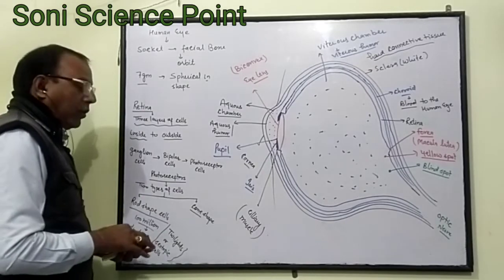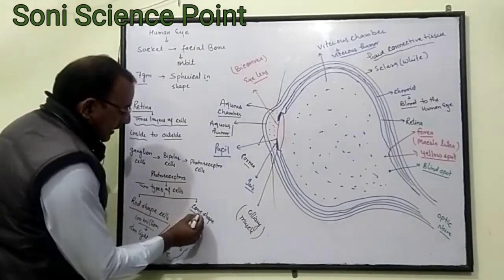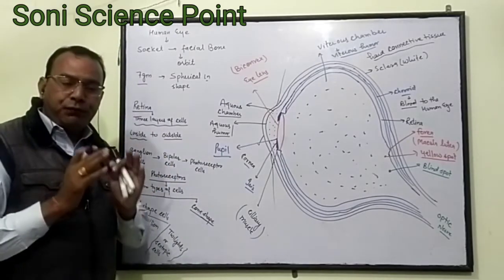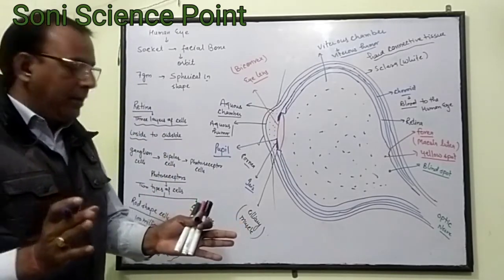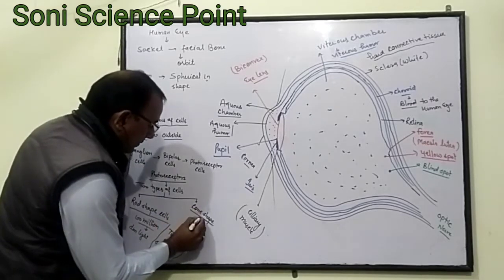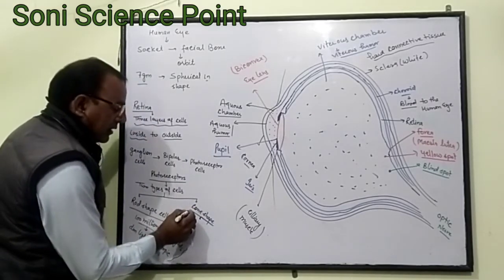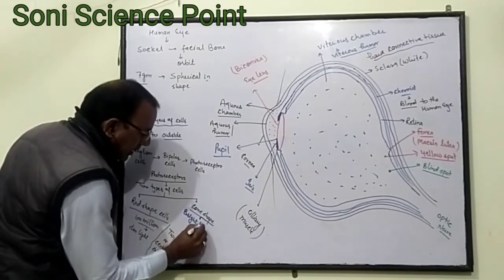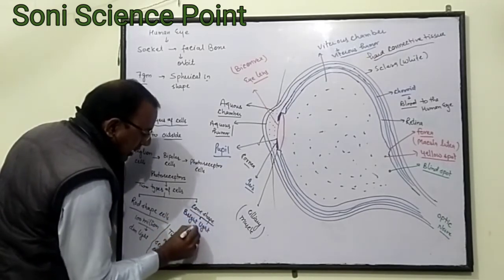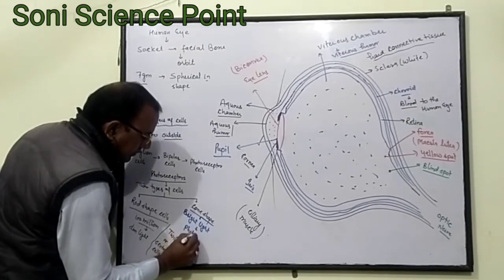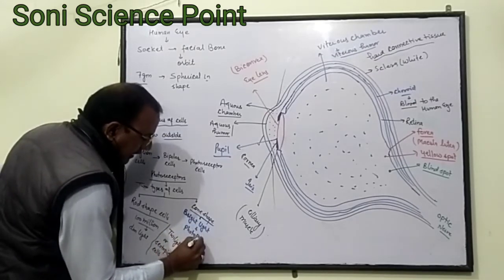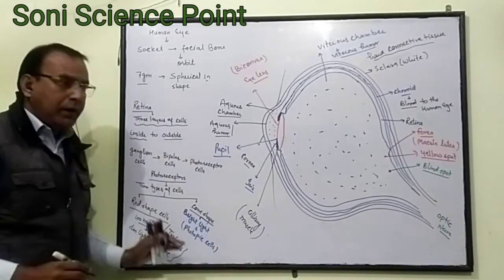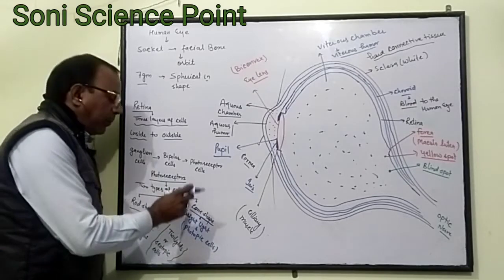And cone shaped cells, with the help of cone cells, we can see different colors of things. These cells function in bright light, so they are called photopic cells.